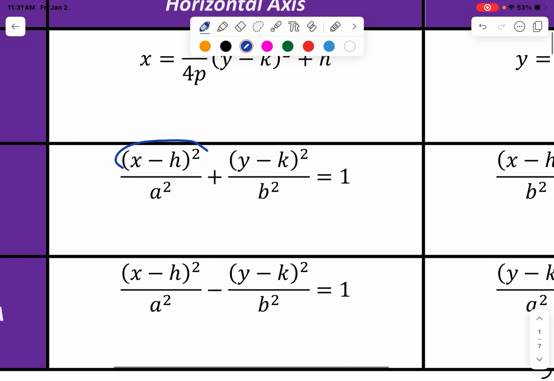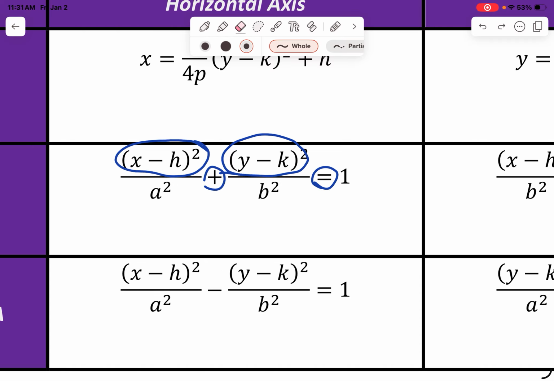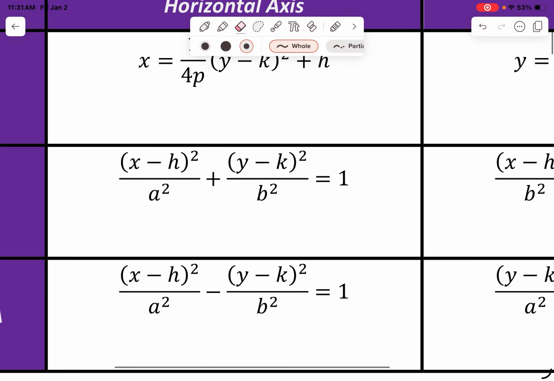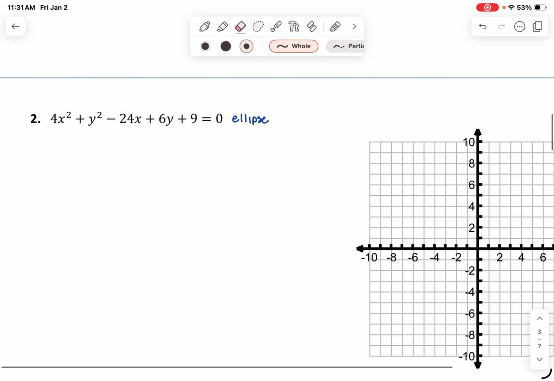Okay, so we need a binomial squared and a binomial squared, an addition separating them, and then an equal sign. Notice that this is a number, but it's always 1. So it's very similar to a circle. But once we get that number right here, like on the last one, it was 18, we want it to be a 1. So we would divide everything by 18. That's the only difference. The math to it is pretty much the same. All right, let's go ahead and do that.